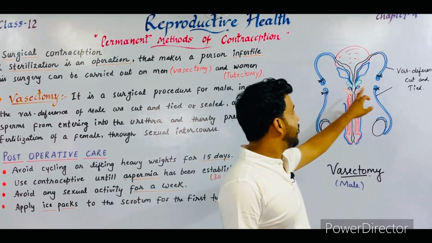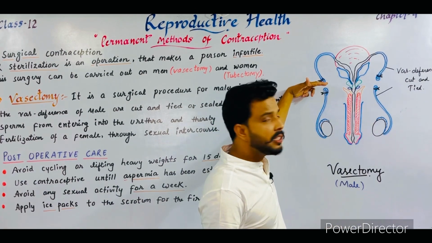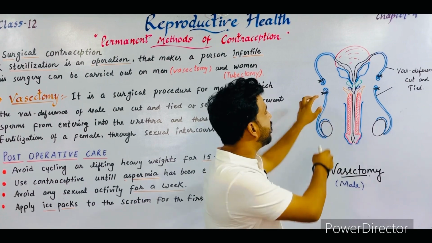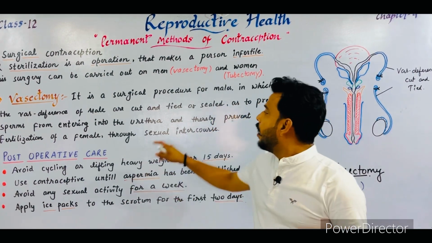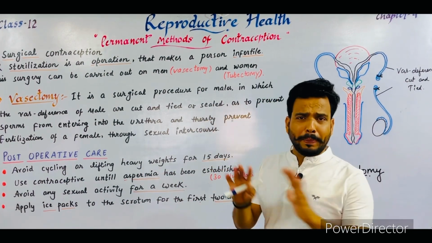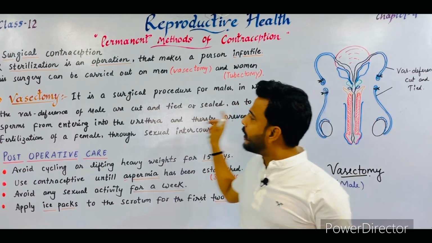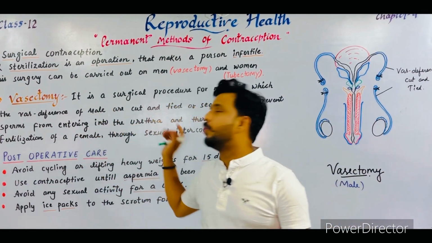These are the two vas deferens. In this operation, these vas deferens are cut and tied, turned back and tied, or completely sealed, so as to prevent the sperm from entering the urethra.